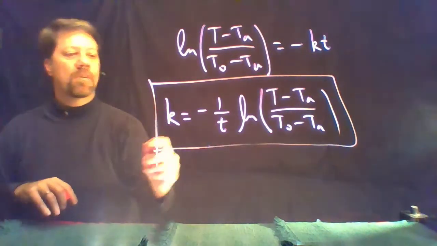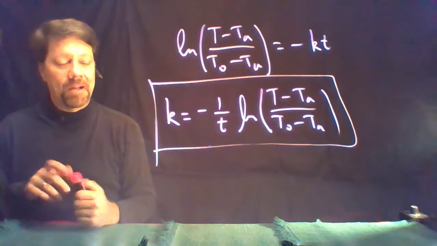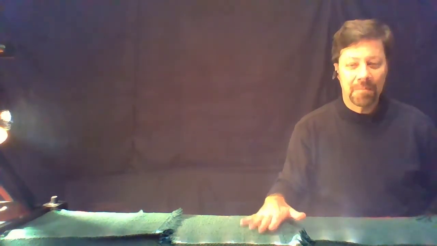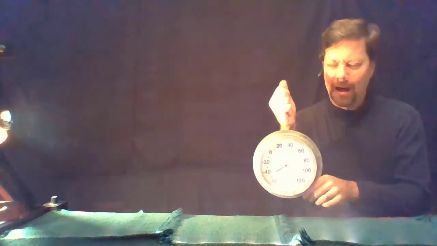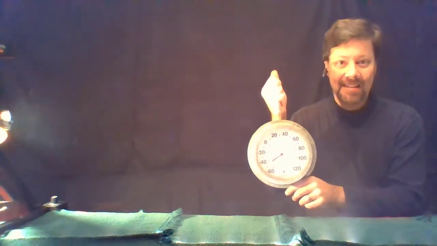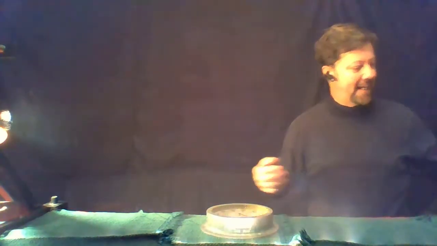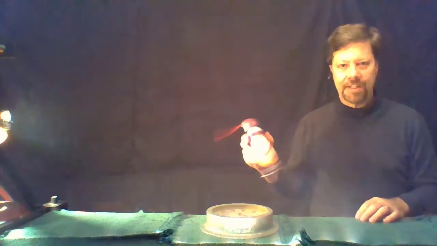We can use this formula for calculating the cooling constant in an experiment that we are about to perform. This may be the one time in a math class that you see a physical experiment performed. I have here a garden thermometer. I know, not a very accurate temperature measurement device, but nonetheless, it'll do for what we intend to do today. And I also have here a can of dust remover.